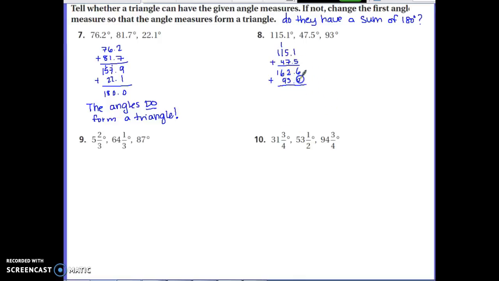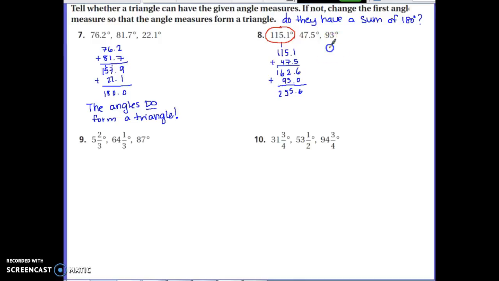Line up your decimals. 6 plus 0 is 6. Here's my decimal. 2 plus 3 is 5. 9 plus 6 is 15. Carry my 1 to get 255.6. That tells us that this first angle, 115.1, needs to be changed.